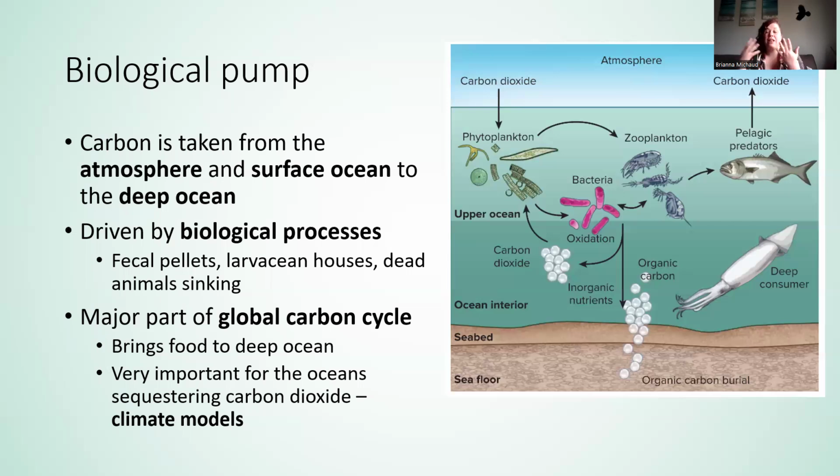So when you're making climate models, again, trying to predict how carbon dioxide is going to increase in the atmosphere and how that'll affect temperature, accounting for this biological pump is actually a really important part of figuring out how quickly carbon dioxide levels go up. So a lot of carbon dioxide is getting pulled out of the atmosphere and pushed into the deep sea by this process. So that is the biological pump.